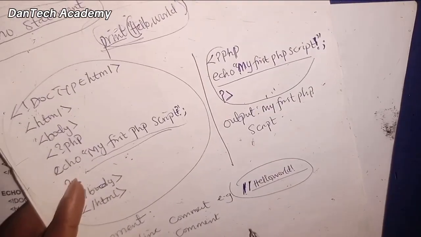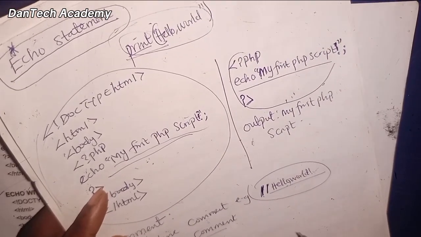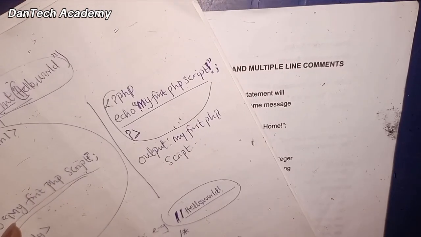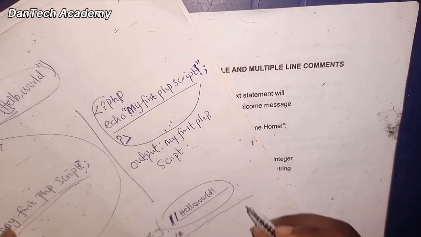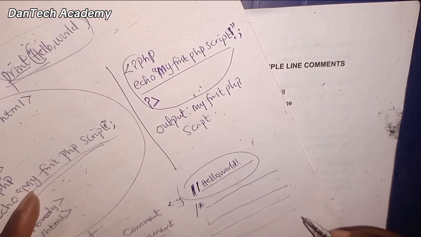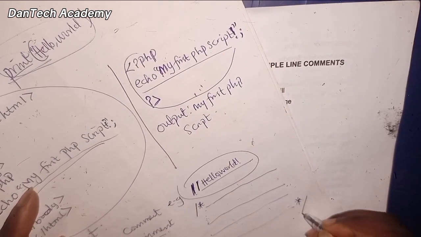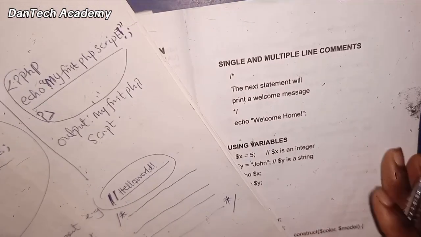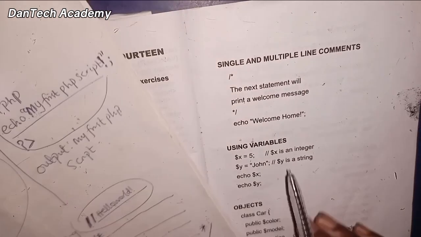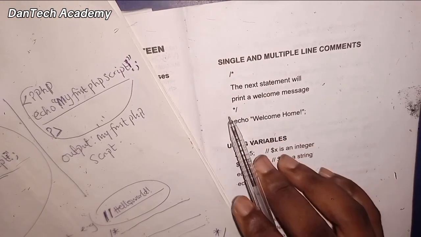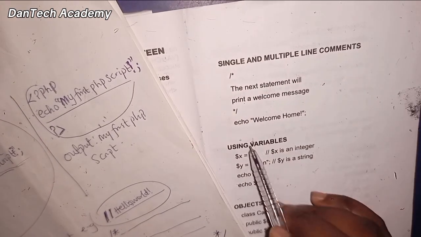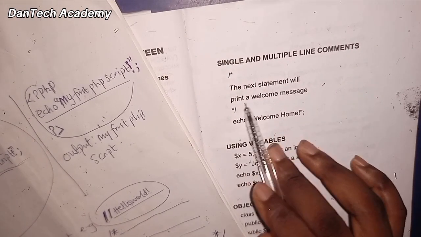So if I want a multi-line comment, then I have to start with this, and end it with this. All this place will be statement. Let's say I wrote something in this place, then I will end it with this closing tag. So this is it for multi-line, and that's what you see here. The next statement will print a welcome message.